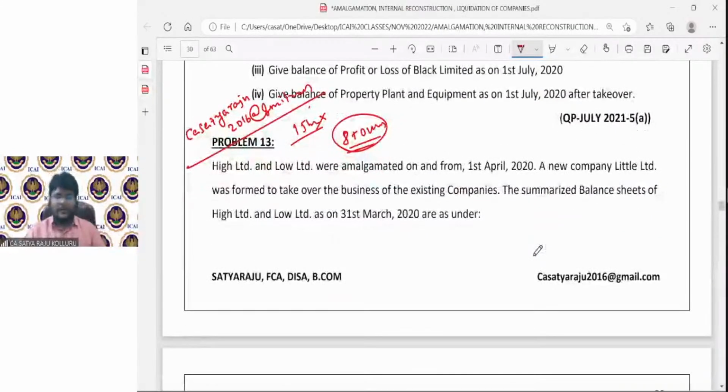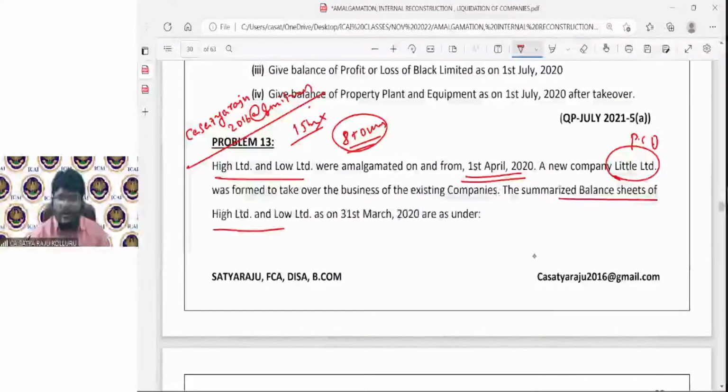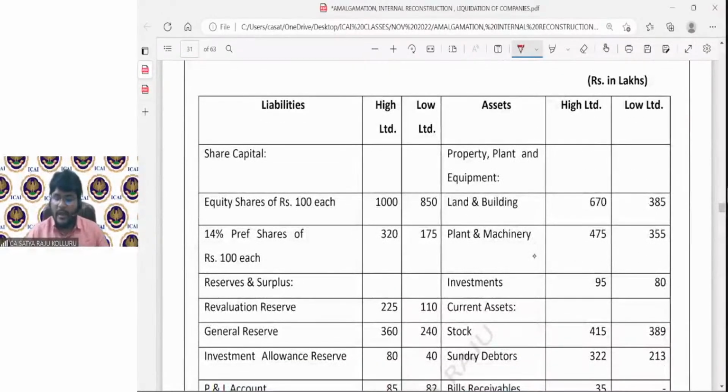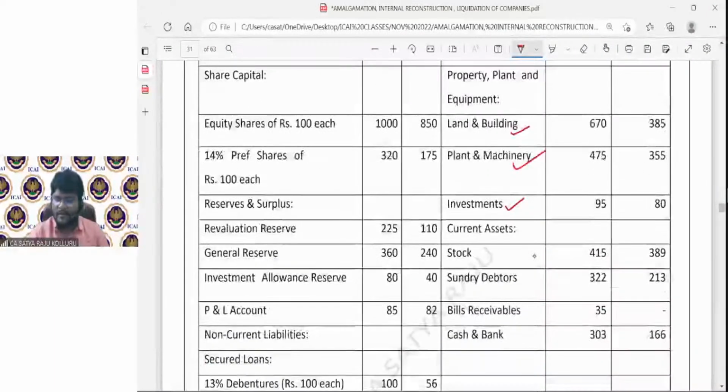Okay. Now this is the time for problem number 13. High Limited and Low Limited were amalgamated on and from 1st April 2020. A new company, Little Limited, a purchasing company, was formed to take over the business of the existing companies. The summarized balance sheets of High Limited and Low Limited as on 31st March 2020 are as under. If you check assets, land and building, plant and machinery, investments are given, and under current assets, stock, debtors, bills receivable, cash and bank.